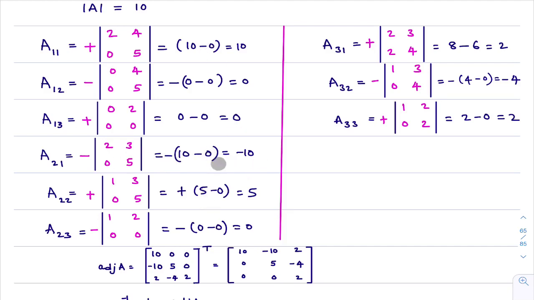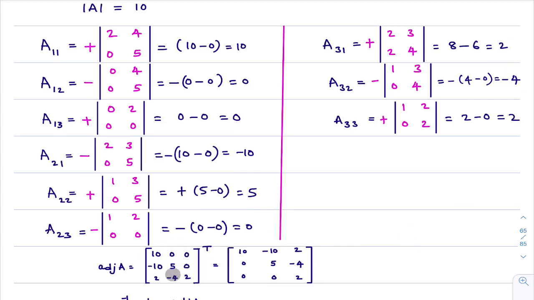Like that you calculate cofactors of each element. These things we already discussed in the last two classes. Last class we calculated A inverse, and before that class also we calculated A inverse of a 3 by 3 matrix. You just calculate the cofactor of all the elements, then you will get the elements like this. Now you write 10 0 0. Look here, 10 0 0. Now next minus 10 5 0, minus 10 5 0. Next 2 minus 4 2. These are the cofactors of the matrix A.